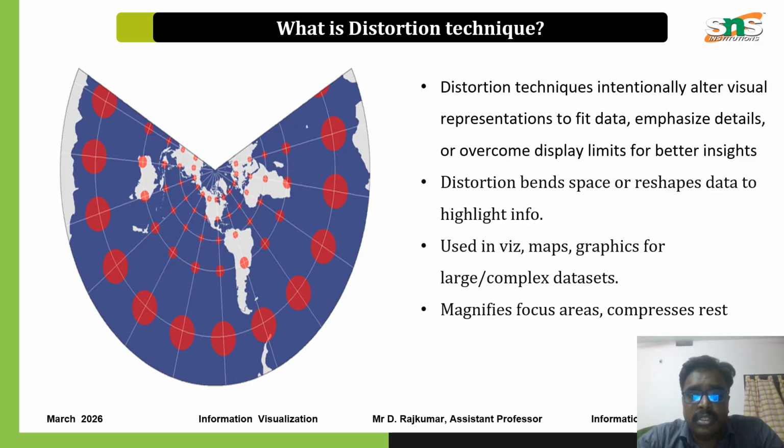This is used especially in visualizations, maps, and graphics for large and complex data sets. It is also used to magnify focus areas, or to compress the areas which are not equally important to what is being highlighted in that particular scenario.